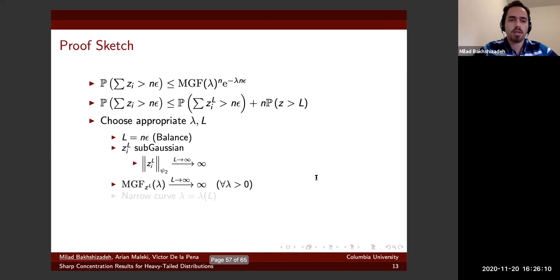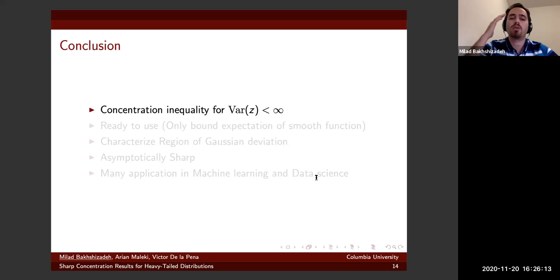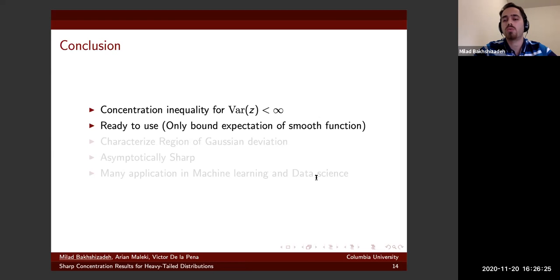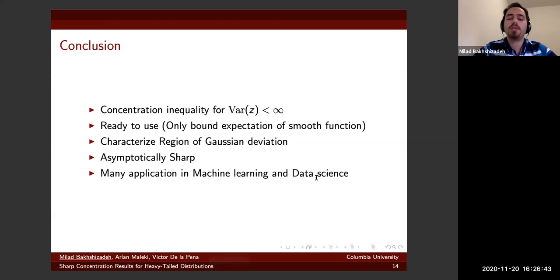In the interest of time, I skipped the proof sketch. Let me just conclude that we developed concentration inequalities which work whenever we are in the attraction domain of the normal distribution. They are ready-to-use inequalities. One just needs to bound the expectation of a smooth function in the definition of C_L and beta to use them. We briefly characterize two regions, the subGaussian region and the region of large deviations. And we have shown the inequalities are asymptotically sharp. These inequalities are applicable in many machine learning problems and data science analyses, similar to the one that I discussed at the beginning.